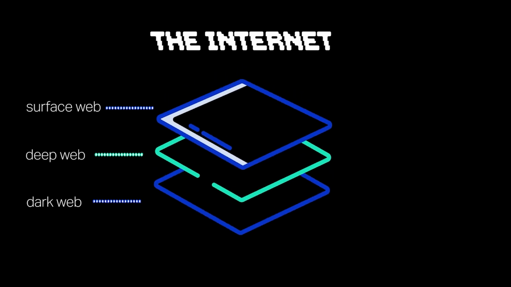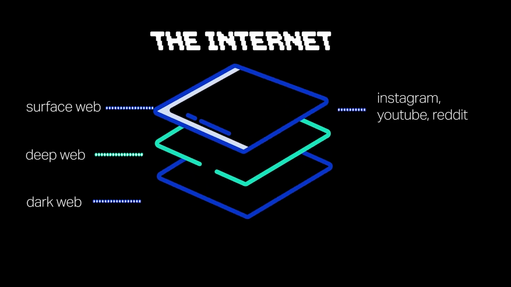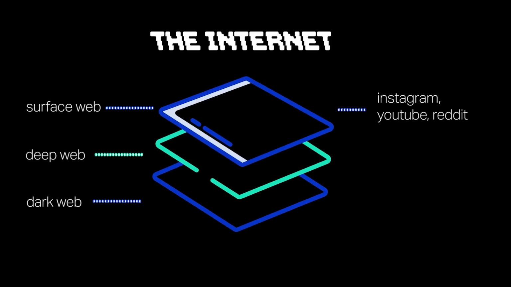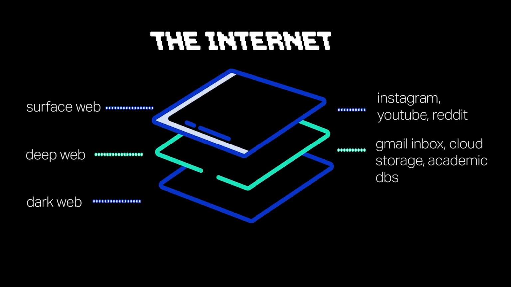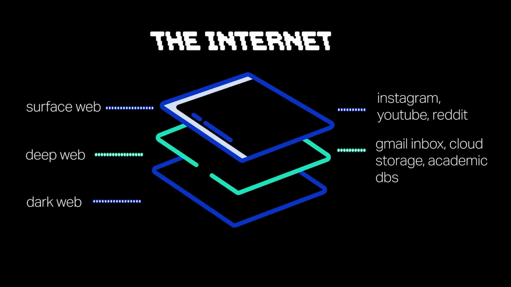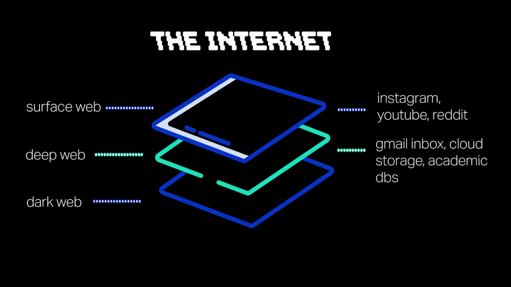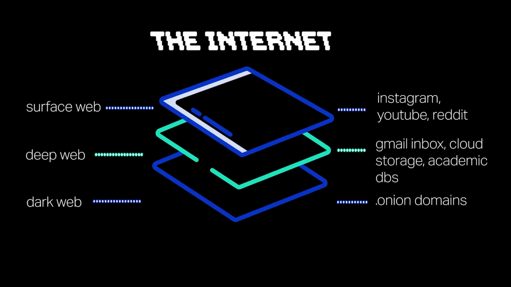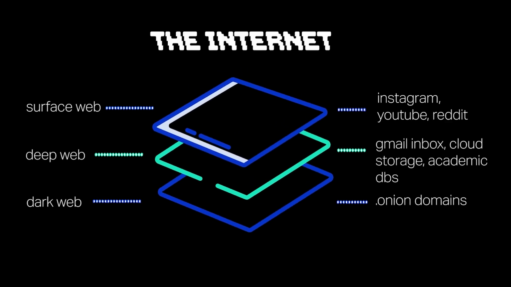The surface web is the regular stuff like Instagram, YouTube, and Reddit. These are all indexed and searchable with Google or any other traditional search engine. The deep web is anything behind a login screen. You can think of your Gmail inbox, your cloud storage, academic databases, private records, stuff that you can't just stumble onto. And then we have the dark web, which is a hidden section of the internet that doesn't use typical domain names like .com. Instead, it uses .onion domains and you can only access them using special tools, mainly the Tor browser, which we will get into in a bit.